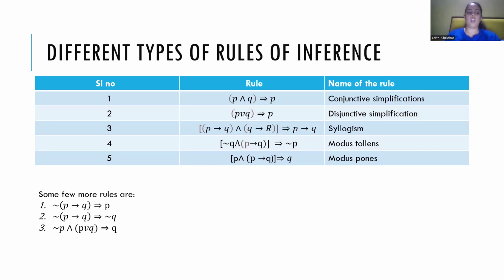A few more rules are: negation of P then Q, which implies P; negation of P then Q, which implies negation of Q; negation of P and P or Q, which implies Q.